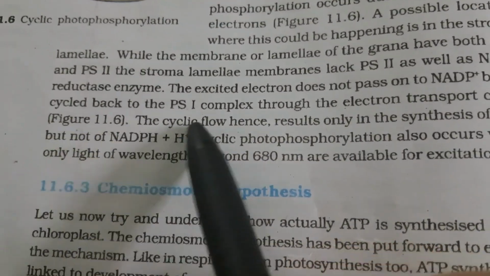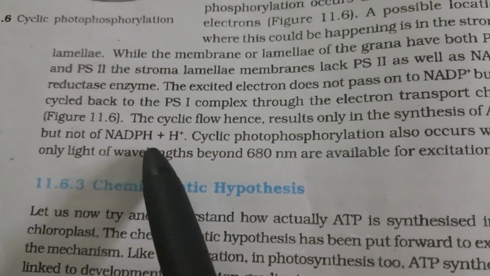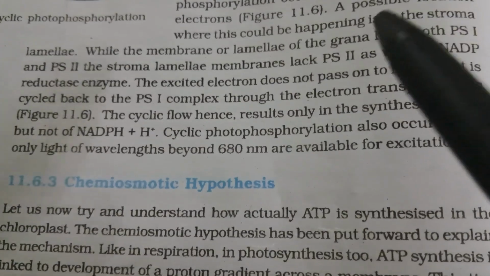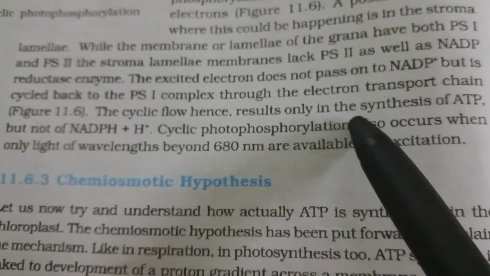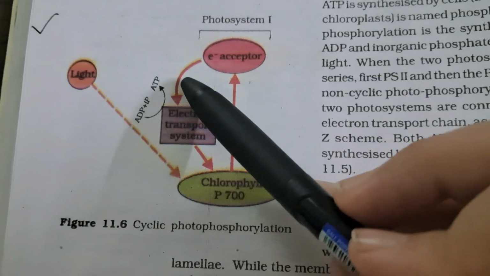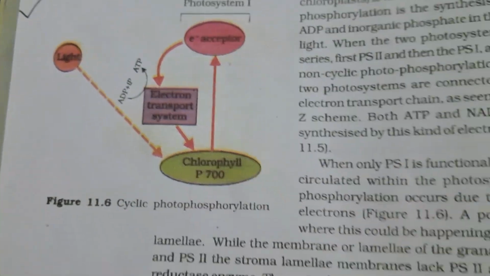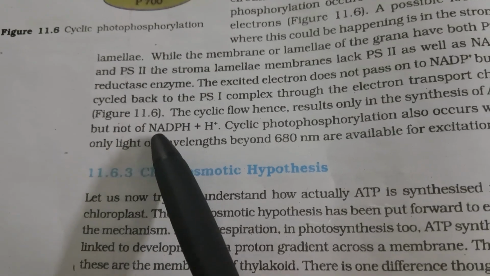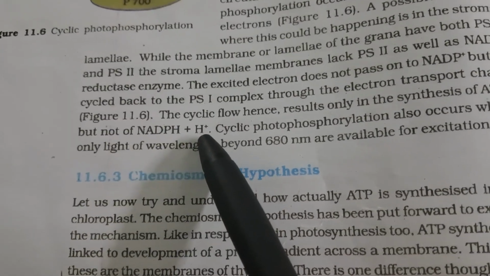Where was I? Yeah, PS1 complex to electron transport chain. The cyclic flow hence results only in the synthesis of ATP. So in cyclic phosphorylation, there will be only synthesis of ATP. There is no mention of NADPH plus H plus.